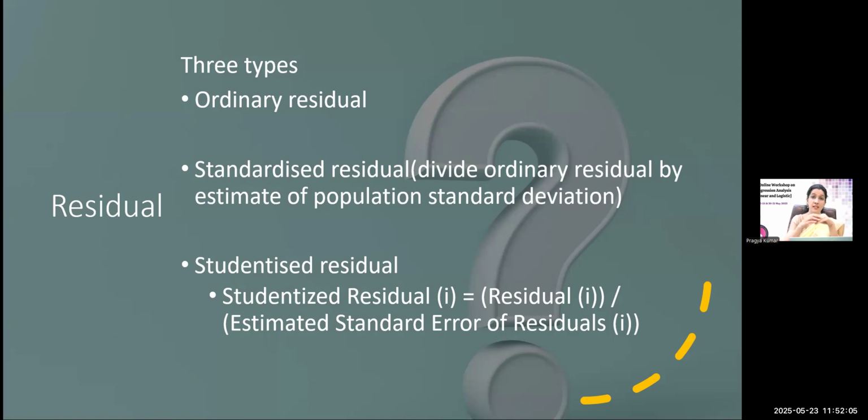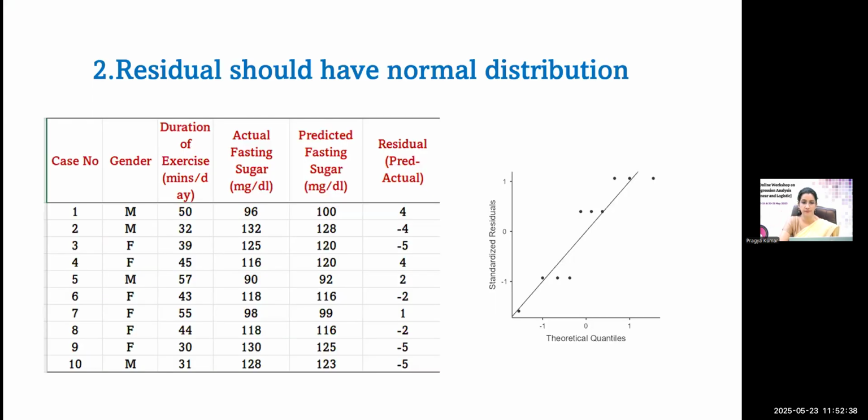And then there is the studentized residual. What is a studentized residual? If you calculate the standard error of the residual, and divide the raw residual by the standard error of the residual, then it is known as the studentized residual. Okay, so these are the three types of residual. In SPSS, generally all the analysis is performed on the studentized residual. But in Jamovi, generally it is performed on the standardized residual.